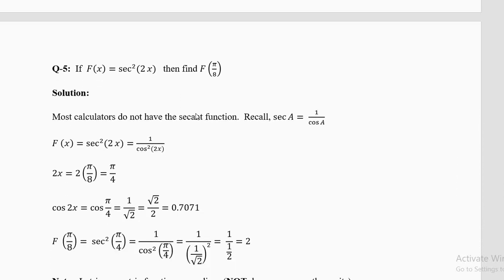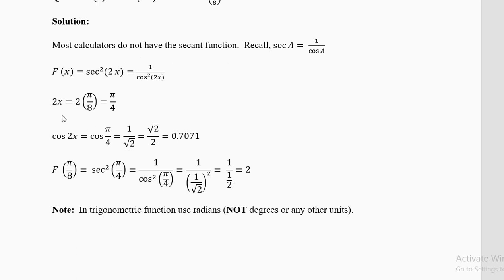Q5: f of x equals secant square 2x, then find f of pi by 8. Most scientific calculators do not have the secant function. They have sine, cosine and tangent. There are 6 trigonometric functions, but normally calculators have only 3 of them, so you have to manage with those. Just remember secant theta equals 1 over cos theta, or secant A equals 1 over cos A. So the function f of x equals secant square 2x, which is equal to 1 over cos square 2x. Now 2x equals 2 into pi by 8, which is pi by 4.